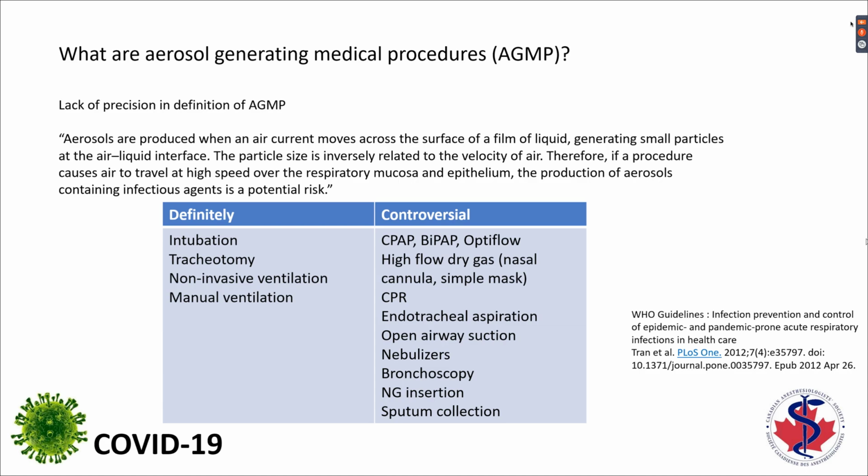So intubation is the highest risk based on odds ratios. And I think Dr. Duggan will go through that literature. Tracheotomy is also defined as high risk, non-invasive ventilation, as well as manual ventilation. What's controversial is, and I know it says non-invasive ventilation definitely, however, there's various forms. So CPAP, BiPAP versus OptiFlow. So OptiFlow is very controversial. High flow dry gas, so that's nasal cannula and simple masks. CPR, endotracheal aspiration, open airway suction, nebulizers, bronchoscopy, NG insertion, sputum collection.